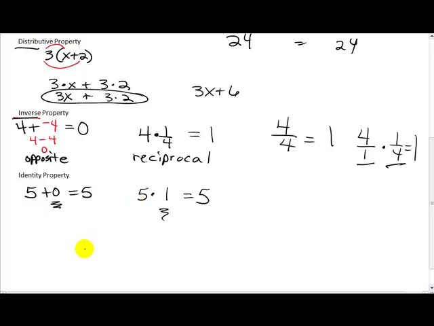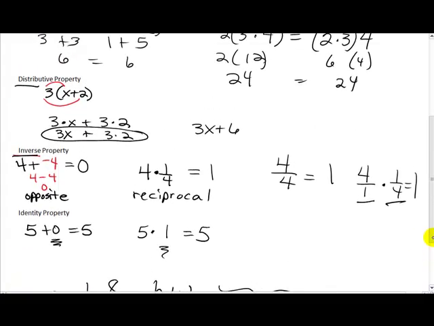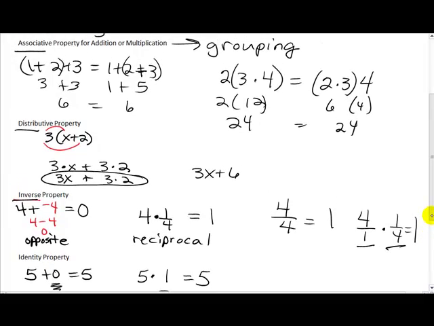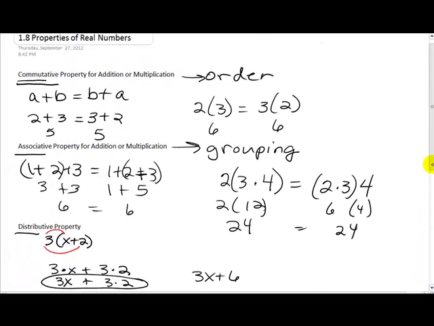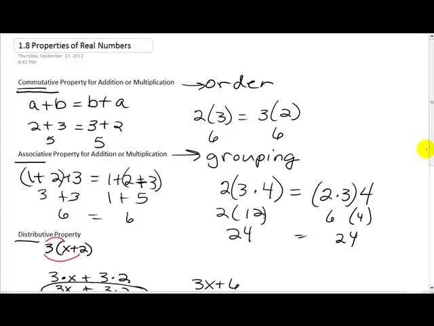1.8, short little section. Do the homework and try to remember some of the things I said about these, about the grouping, the order. Maybe you'll be able to remember them a little bit better. All right, good luck.